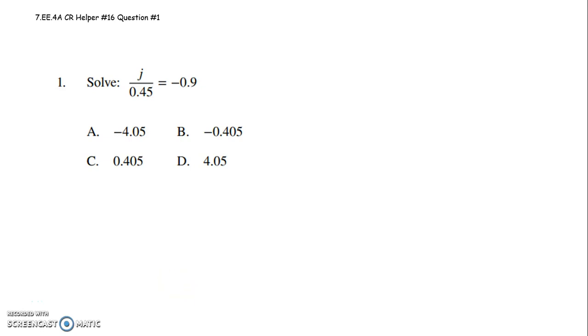All right, 7th graders, this is to help you with question 1 on CR 16. It says solve J divided by 0.45 equals negative 0.9. All right, so we're going to solve this equation. J divided by 0.45 equals negative 0.9. All right. So when we're solving an equation, I'm trying to get J by itself on one side.